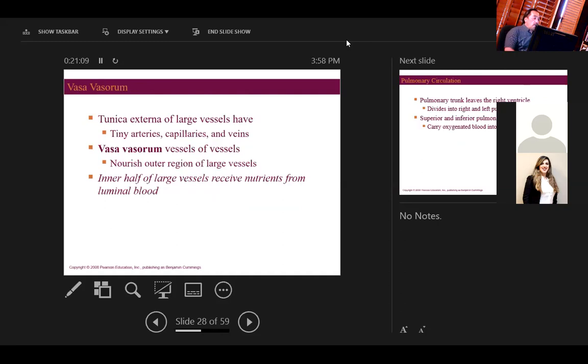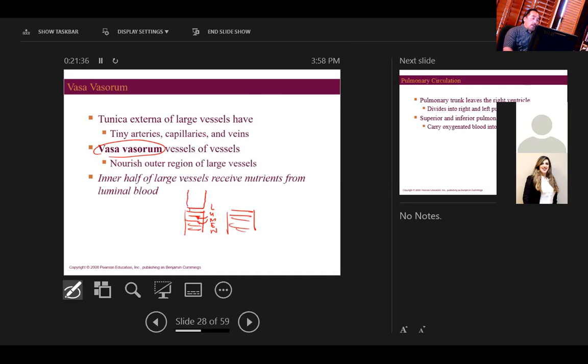Now, what is a vasa vasorum? Okay, some of the vessels, such as the aorta, have walls that are so thick. So this is going to be the wall of the aorta, and this is going to be the lumen, the cavity inside. The walls are so thick that it's hard to perfuse oxygen and nutrients to them. So sometimes they actually have their own blood vessel.